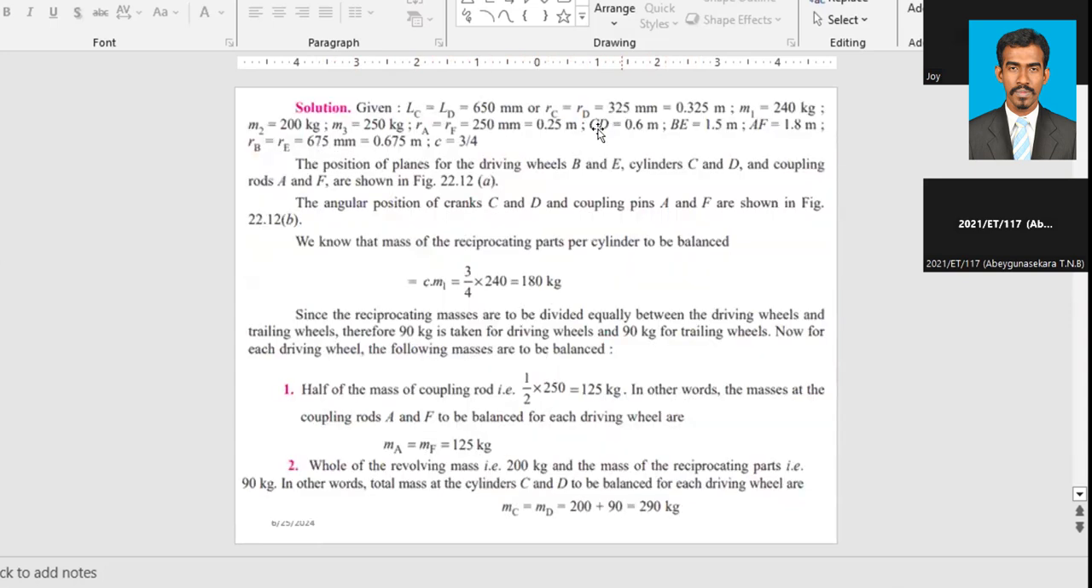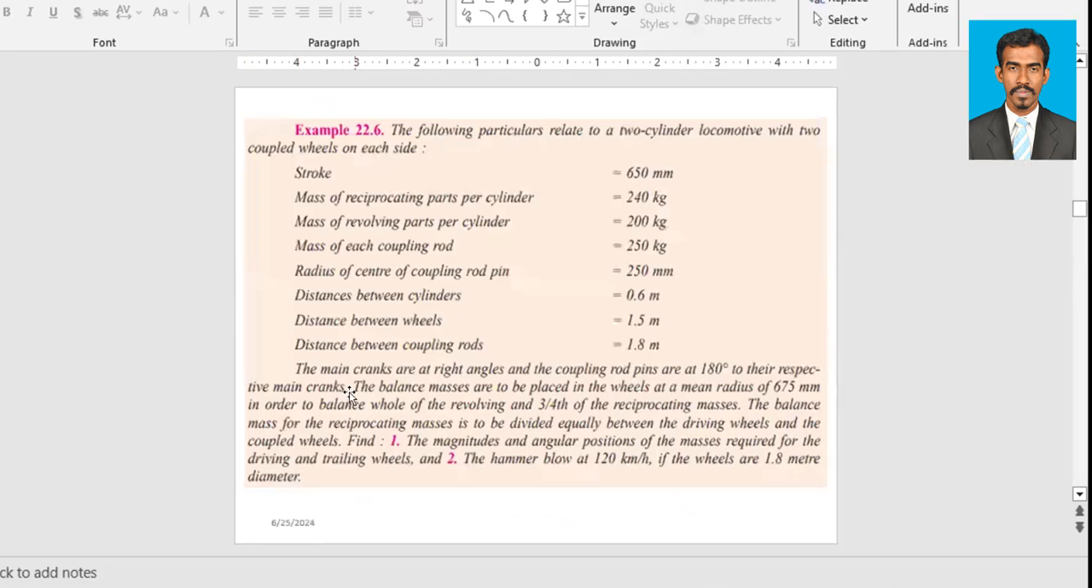So distance between cylinders is 0.6 meter, CD. Distance between the wheels is 1.5 meter, that is BE. And the distance between the coupling rods is AF, 1.8 meter. And the balancing masses are expected to be placed at 675 millimeter radius, and also C is 3.4. That is only 3 by 4 of the reciprocating masses are expected to be balanced.